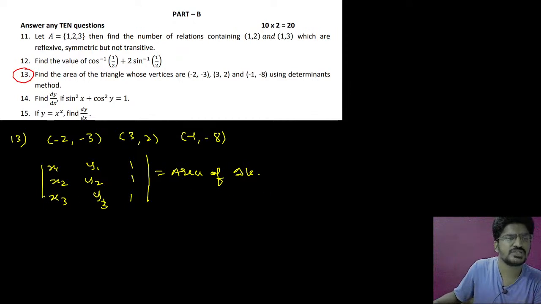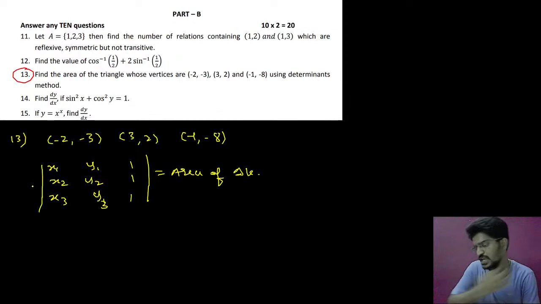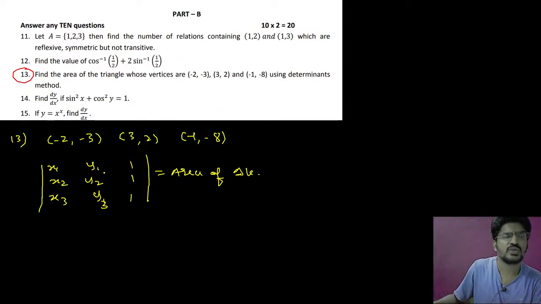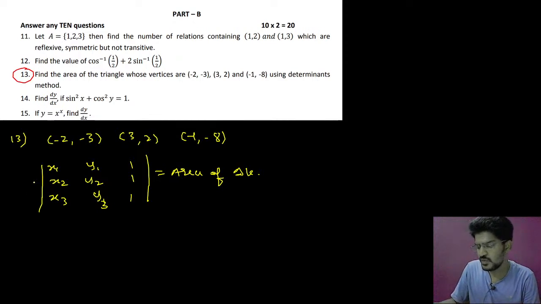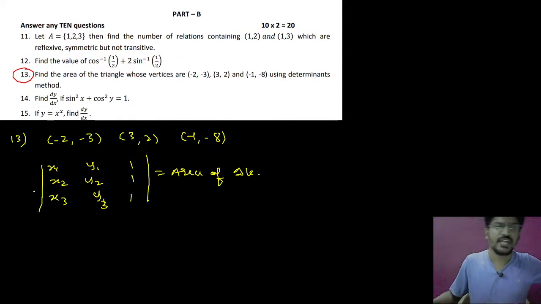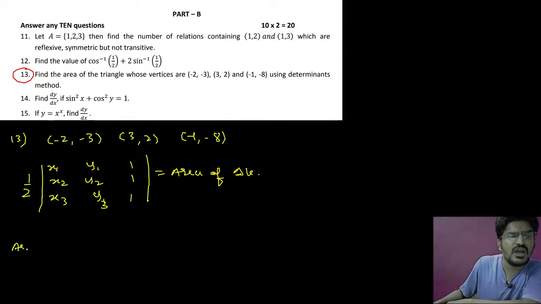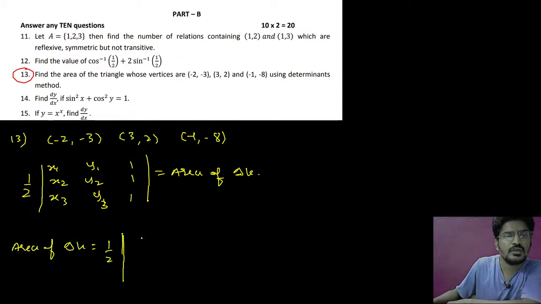So the area is 1 by 2 into this term. Is 1 by 2 present or not in the area of the triangle? Quickly tell me, don't get confused. Determinant of x1, y1, 1, x2, y2, 1, x3, y3, 1. Do I have to write 1 by 2 here or not? Some of you write 1 by 2, some of you do not. So the area of the triangle is equal to 1 by 2 into this. Simplifying, the first row is -2, -3, 1, the second is 3, 2, 1, and the third is -1, -8, 1.